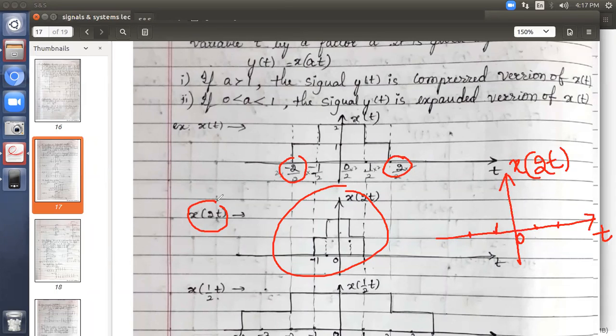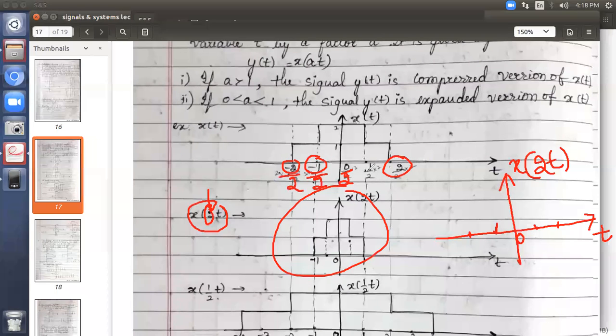Now, whatever value a is given to you, which is greater than 1, you have to take that value and divide all the times by it. See, what is the time here? It is -2 divided by a. A is 2, so here it is -1, which is -2 divided by 2. Whatever a is given to you, that value should be divided into all the times.